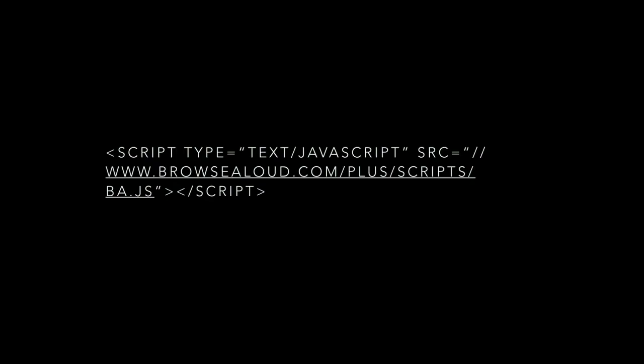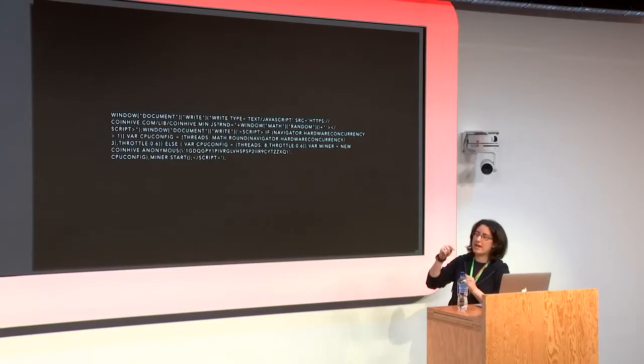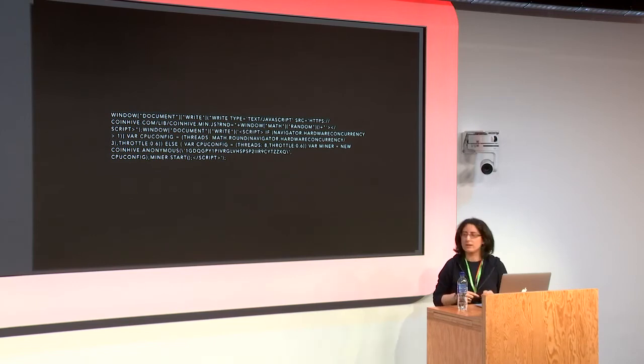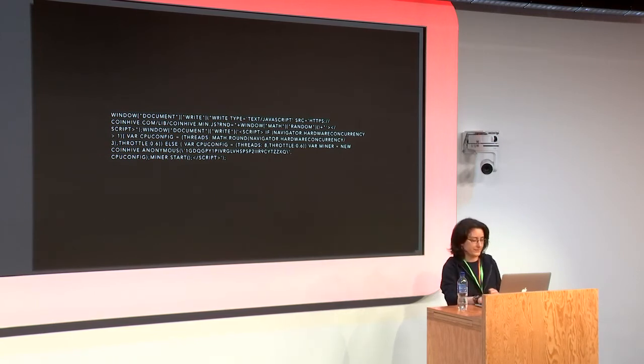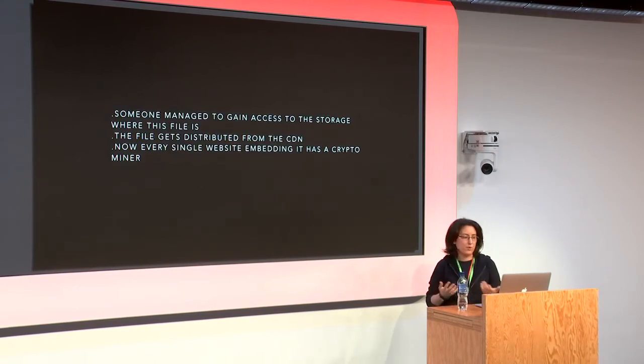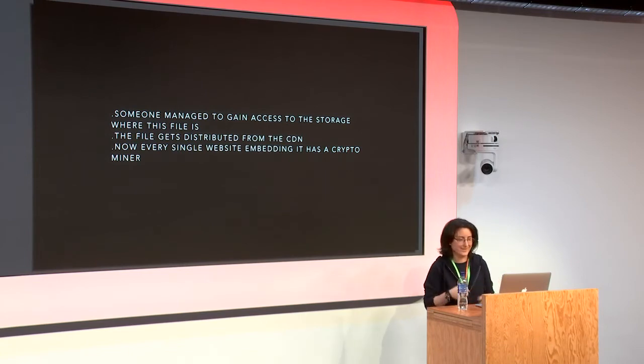So this script actually is an accessibility tool. Kudos to them for using accessibility for their website. But actually that company has been hacked, and this snippet of code has been embedded within the script. And as you can see, it's just starting a cryptocurrency miner. That snippet of code was obfuscated within the script. So basically what happened, someone managed to gain access to the storage where the file was, and the file, the accessibility one, is distributed from the CDN. So in the end, every single website embedding it has a crypto miner. It's cool for the guy who actually put this in, he got a lot of money from it.